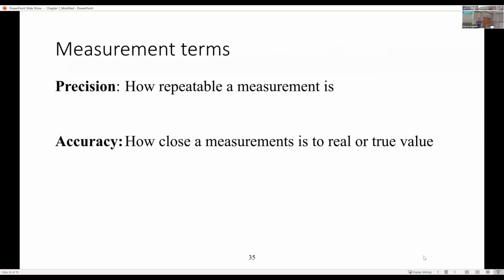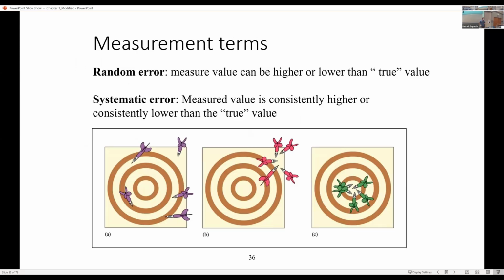All right, moving on. So, precision and accuracy. Precision and accuracy in measurements are 2 different things. Precision is how repeatable your measurement is, and accuracy is how close it is to the intended value. I can just read off the slides, but let's look at dartboards and do examples.